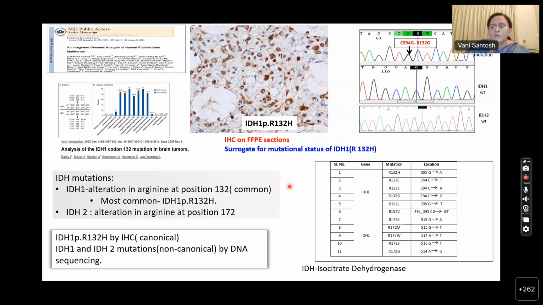And only in those cases where IHC is negative, we have to look at the other mutations. There is no other IHC for that. We have to do DNA sequencing to identify the other mutations. Okay. So the most common mutation is IDH1 R132H. It is known as the canonical mutation. Others are non-canonical. Canonical by IHC, non-canonical by DNA sequencing. Any doubts? Did you understand this about IDH? So there are two isoforms, IDH1, IDH2, both can get mutated. IDH1 is more common. Out of that, R132H is the most common, and that can be detected by IHC. That is more than enough for you.